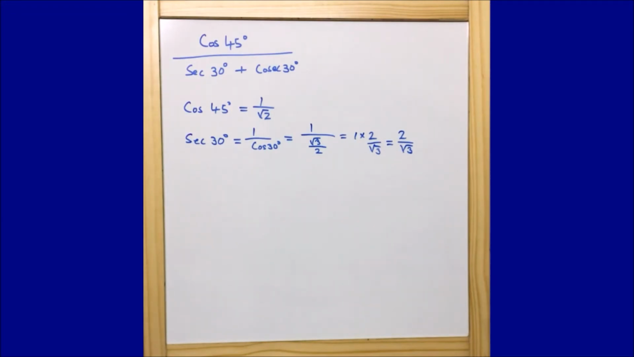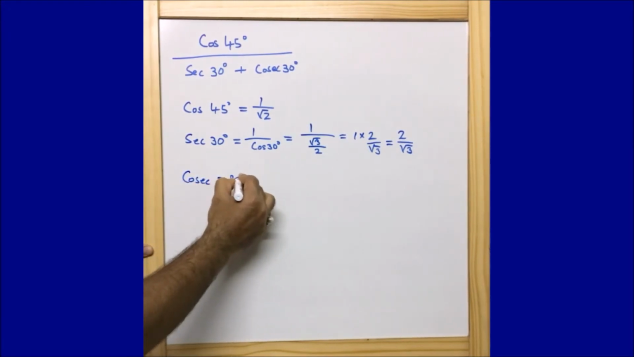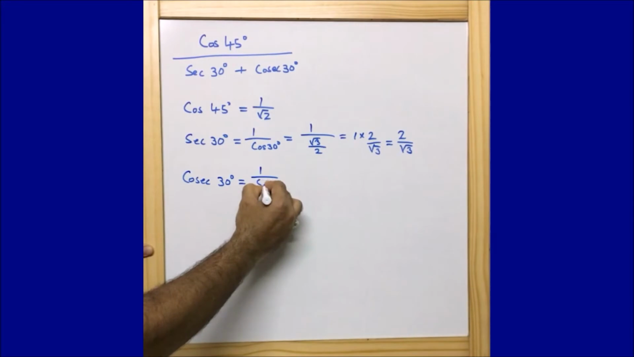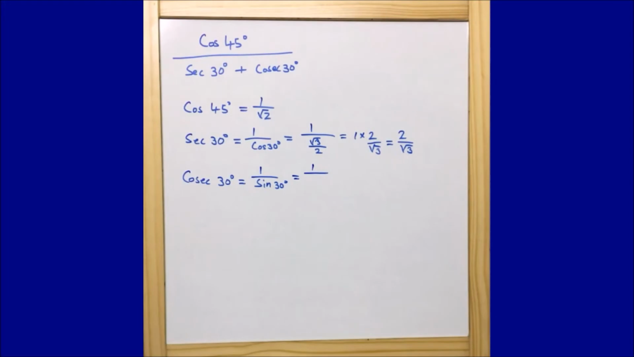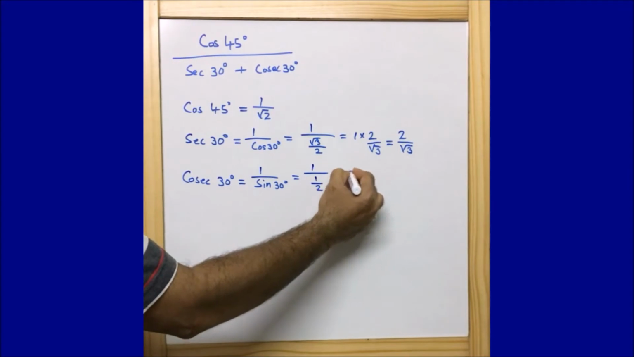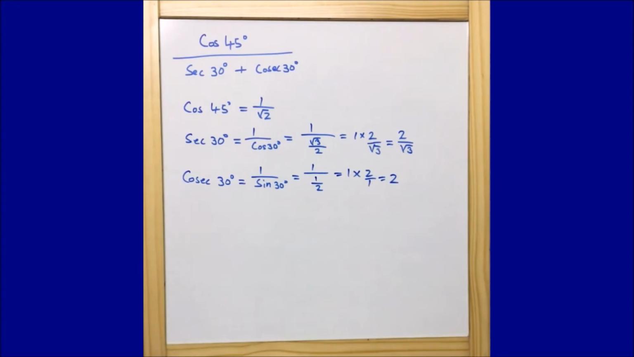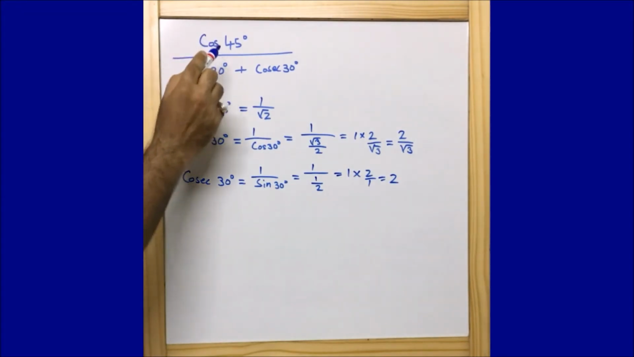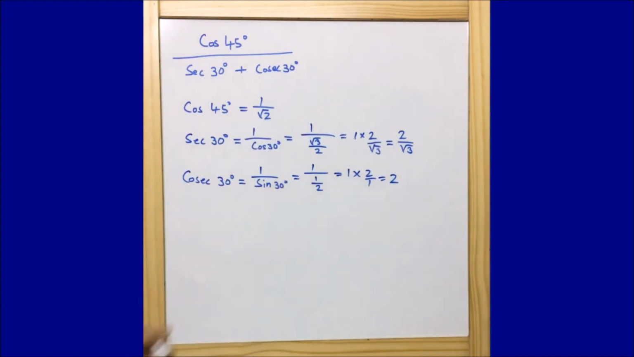Similarly, let us find out the value of cosec 30 degree. Cosec 30 degree is nothing but 1 by sine 30 degree. And we very well know that sine 30 degree is 1 by 2. So I can write 1 by 1 by 2, that is equal to 1 into 2 by 1, that is equal to 2. So now we are able to find out the values of cos 45 degree as 1 by root 2, sec 30 degree as 2 by root 3, cosec 30 degree as 2. Now let us replace these values in the respective places and see what exactly we are getting.